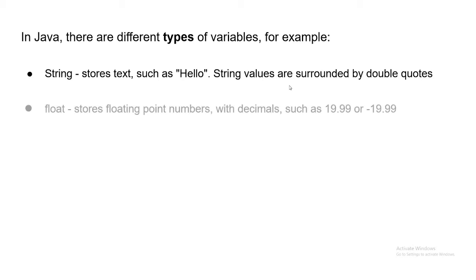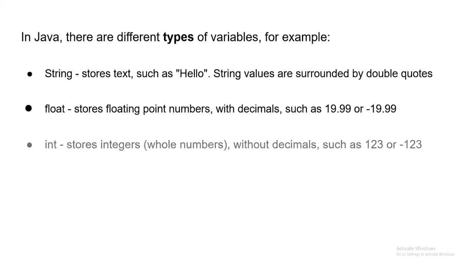The second one is a float. A float is used to store floating point numbers with decimals, such as 19.99. So the range is 19.99 all the way to negative 19.99. It's only used to store floating point numbers.